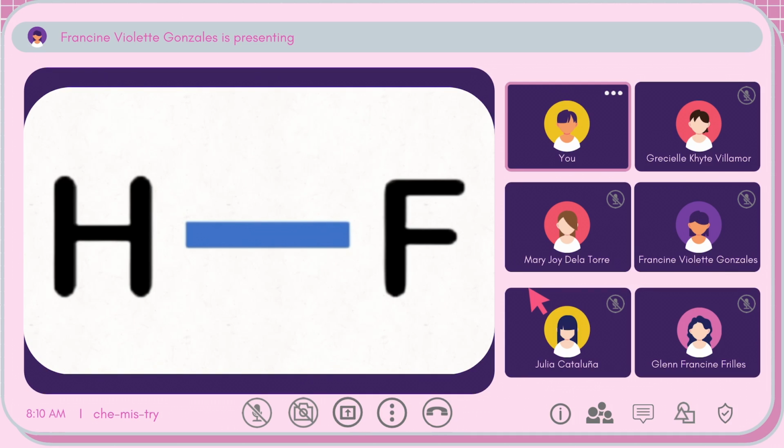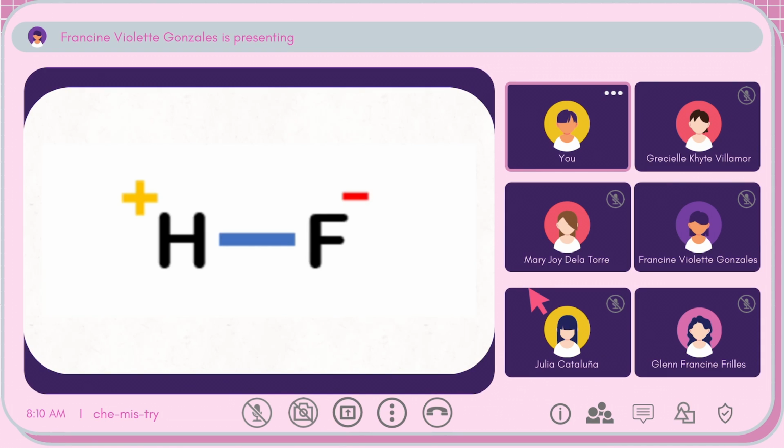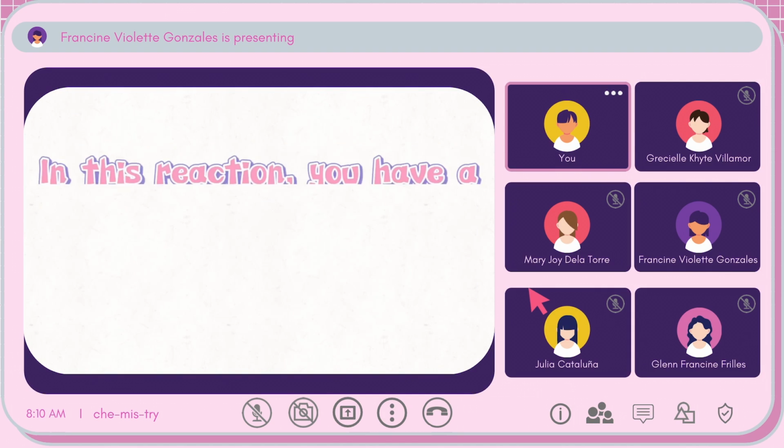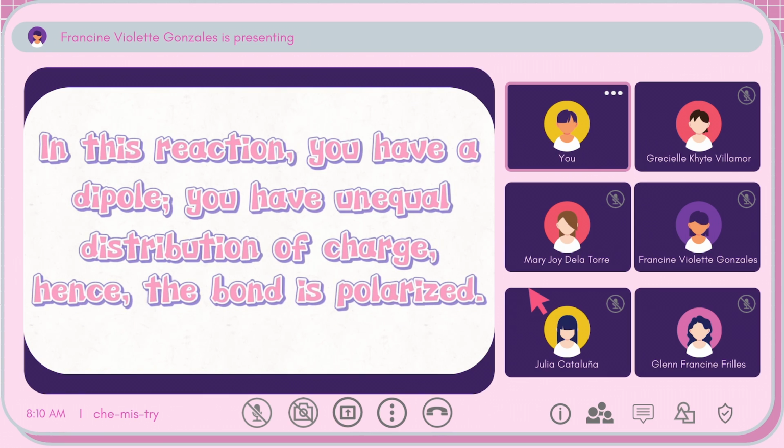Thus, the bond between these atoms is shared unevenly, making it a polar covalent bond. You can search for a chart of elements' electronegativity or refer to a chart that your teacher advises. Also, the sharing of these atoms causes hydrogen to gain a partially positive charge while fluorine gains a partial negative charge. In this case, you have a dipole. You have an unequal distribution of charge, hence the bond is polarized.